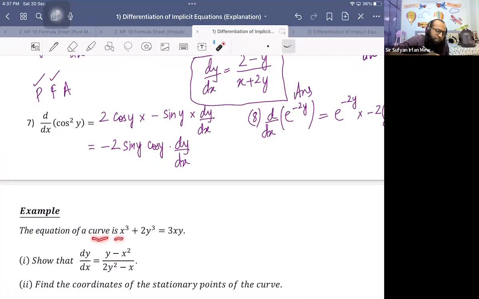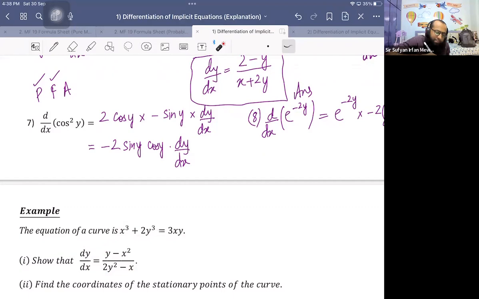The equation of a curve is x cube plus 2y cube equals 3xy. Now, as soon as we looked at the equation, we realized that this is an implicit equation because y is not the subject, right? So we cannot just obtain dy by dx directly. Rather, we will have to differentiate the entire equation with respect to x. The first part tells us, show that dy by dx is y minus x squared upon 2y squared minus x. So once we have realized that this is an implicit equation, we'll differentiate the entire equation with respect to x. And then we'll make dy by dx the subject and we'll be able to express it.